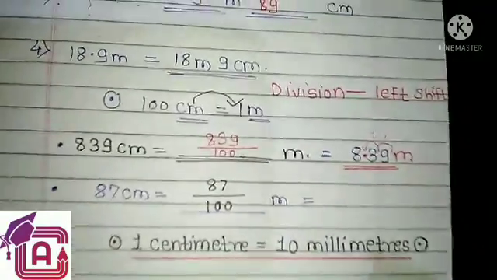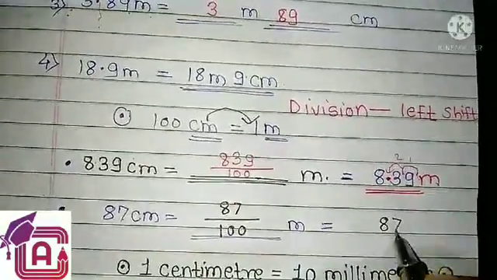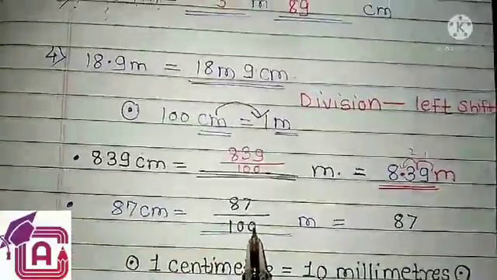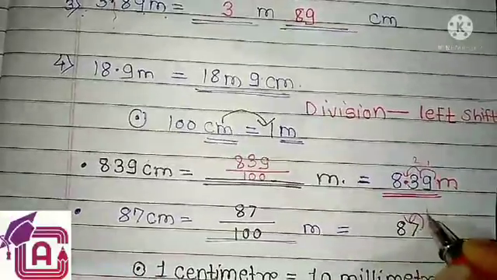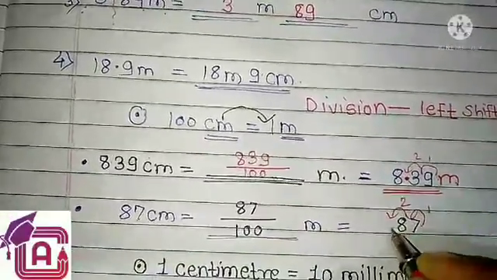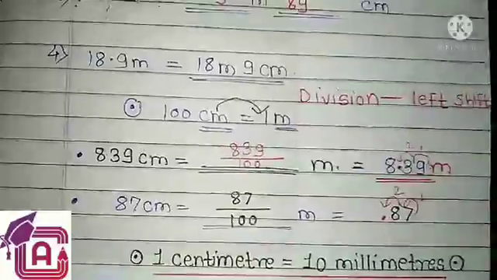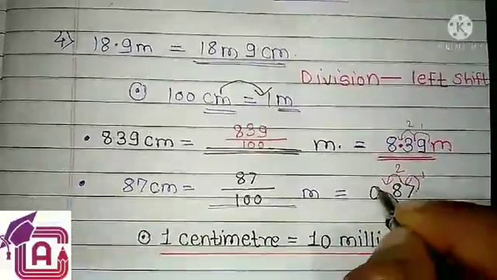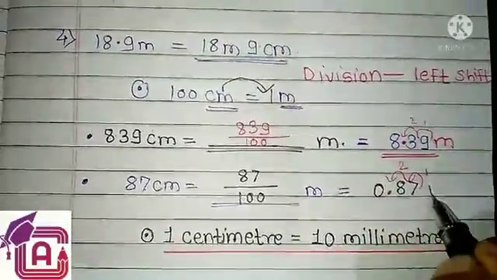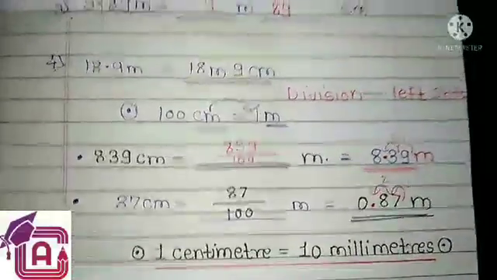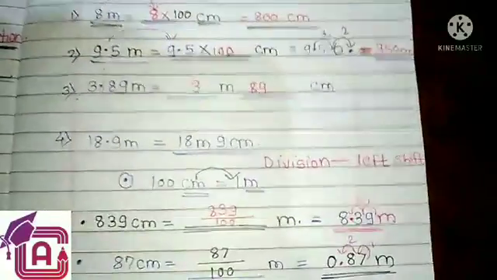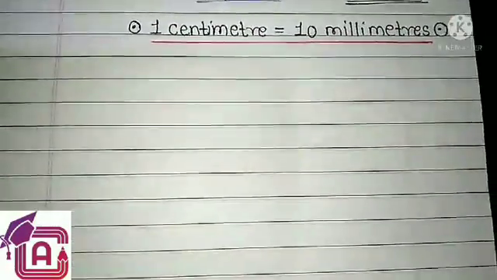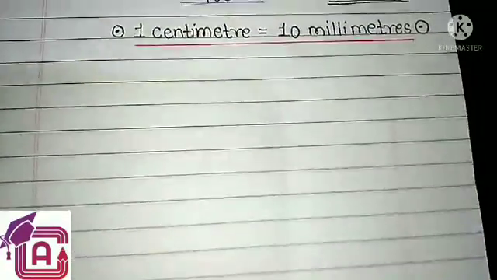Now first copy the number 87 as it is, and how many places do we have to go left? 2 places towards the left. The point is over here, first shift, second shift, and give a decimal point. There is no number after this decimal point, so write down 0. 0.87 meter. So in this way you can convert meter to centimeter and centimeter to meter with the help of a decimal point.